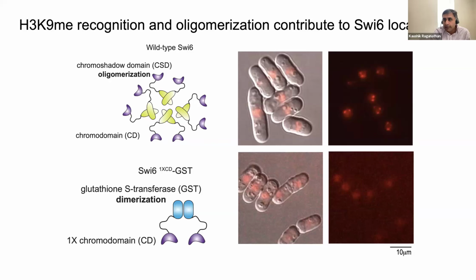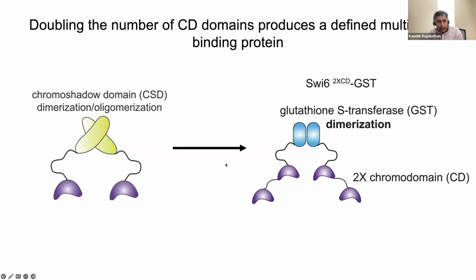So the outcome of this experiment is fairly simple. What it tells us is that a dimer of chromodomains, having 2 chromodomains only, is insufficient for proteins to actually identify and bind to sites of H3K9 methylation in the fission yeast genome. So Saikat then did something simple after this, which is to actually just add another chromodomain.